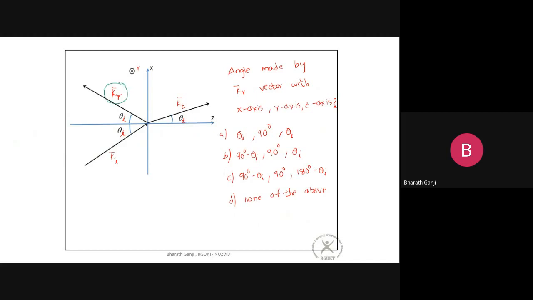Can you tell me what is the angle of the vector now with the x-axis, y-axis and z-axis? Just to see how interested you are, I have put none of the above again. Now you can post your answers in the comments. I will not be posting a Google form, just post your answers in the comments.